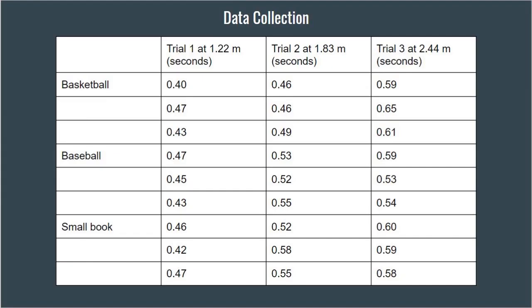So here's our data collection. Yosmanni dropped the objects at the different heights. The table below shows the 3 objects. The second row is the first trial at 1.22 meters. The third column is trial 2 at 1.83 meters, and the fourth column is trial 3 at 2.44 meters, and all these values are in seconds.